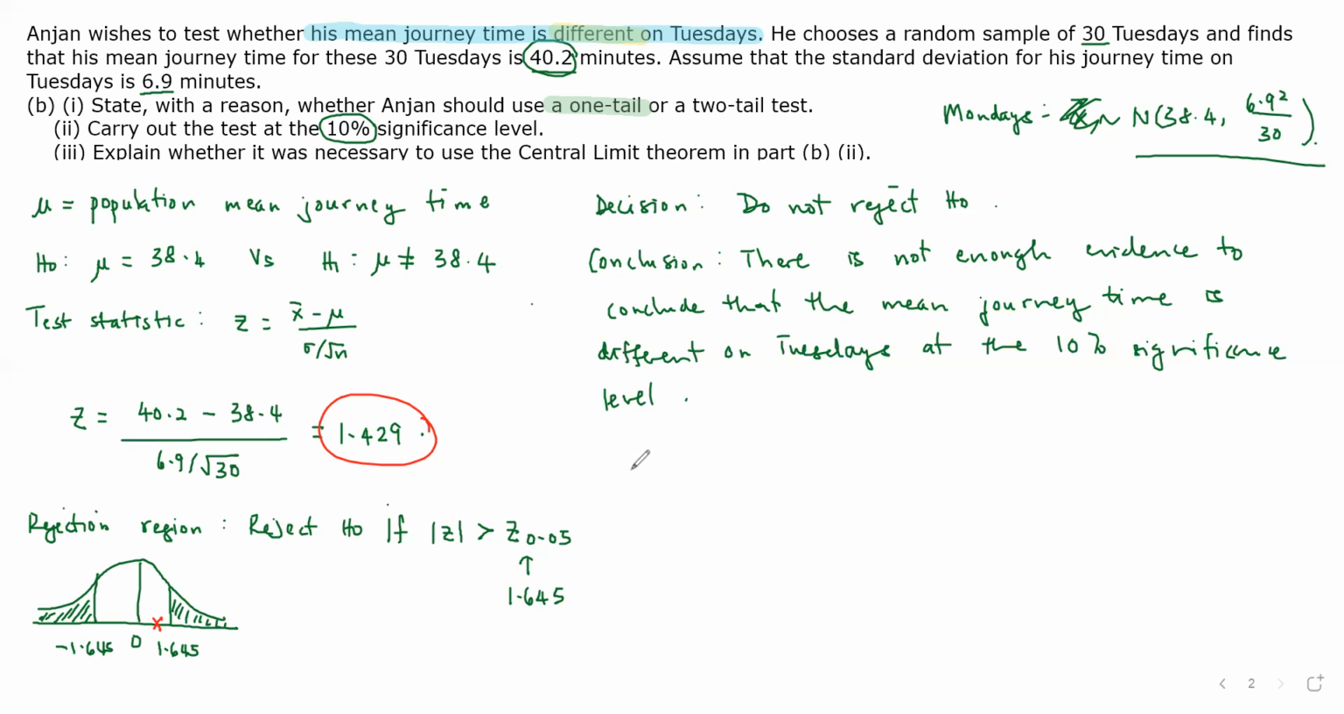So for part 3 here, we need to use the central limit theorem because the population distribution was not given. So over here, we say that the population distribution is unknown. And then also, n is 30, which is large. So we can use the central limit theorem. Otherwise, if we do not know the distribution, then you cannot use the Z statistic.